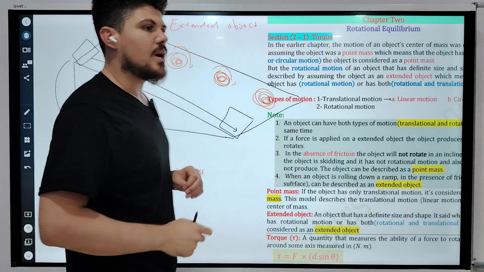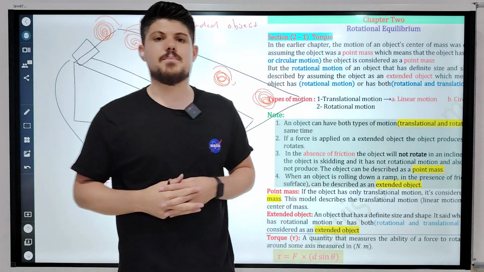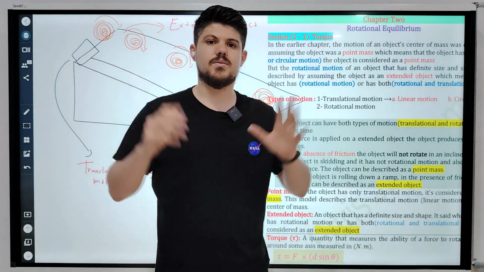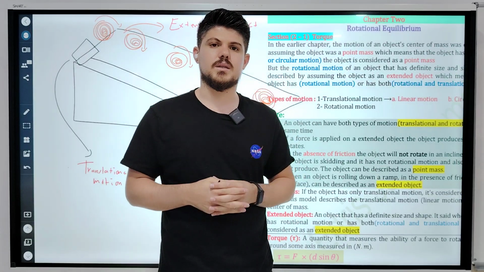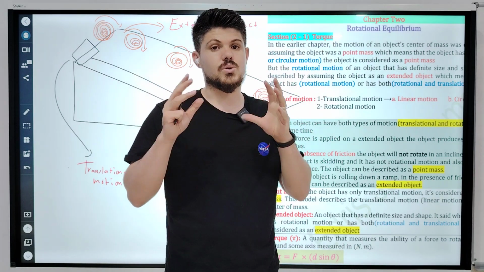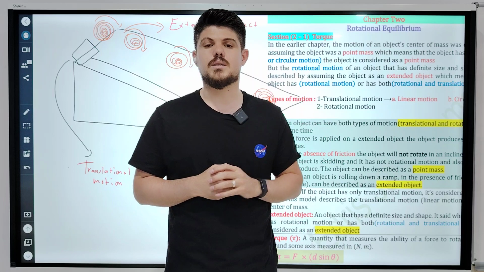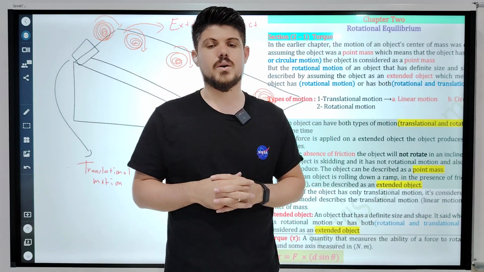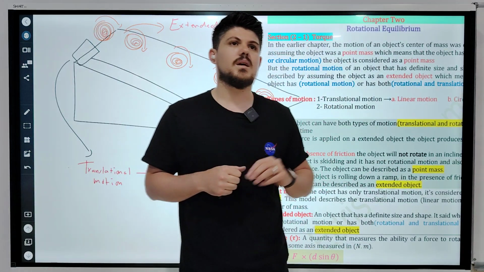Object, okay? Or another example, for example, a ceiling fan. When the ceiling fan is rotating, is the ceiling fan a point mass or an extended object? Because it is rotating, it is an extended object. Okay, so finally we can say extended object.